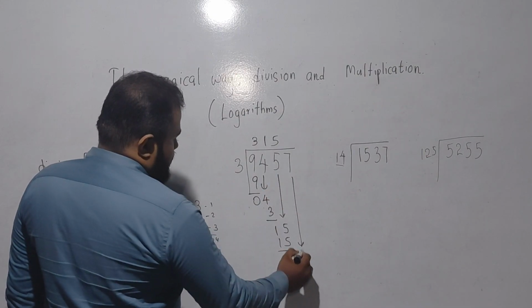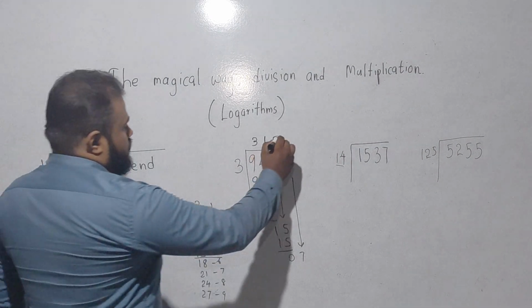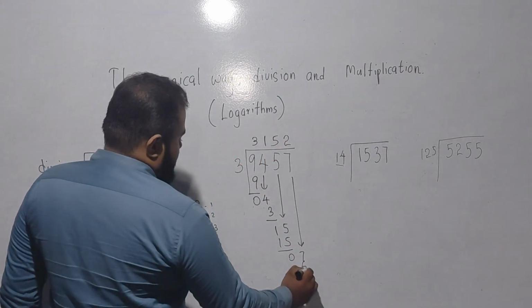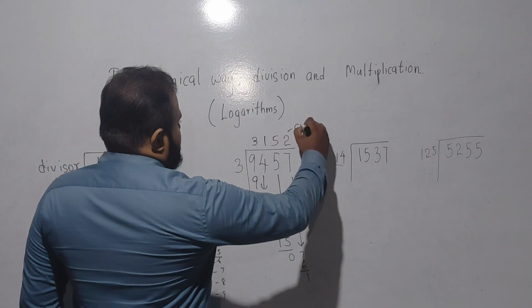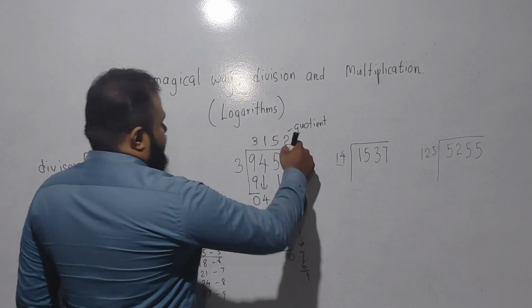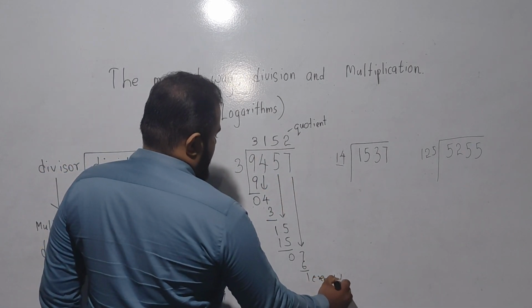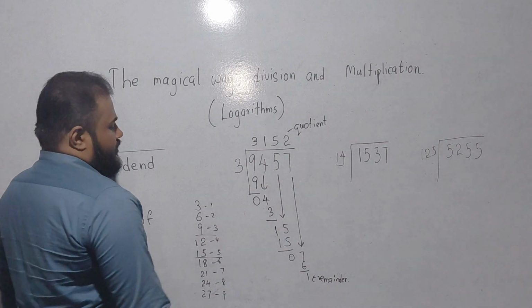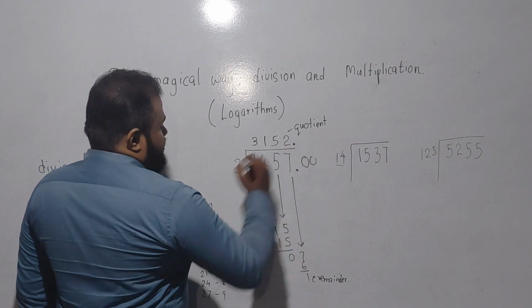Take this 7 down. For 7, how many 3s? 2. 2 times 3, 6. 7 minus 6, 1. So the quotient becomes 3152 and the remainder becomes 1. If we need, we can take some decimal values also. Okay.